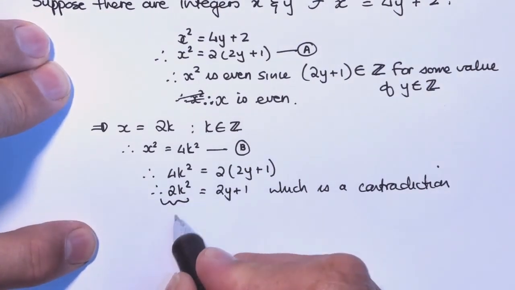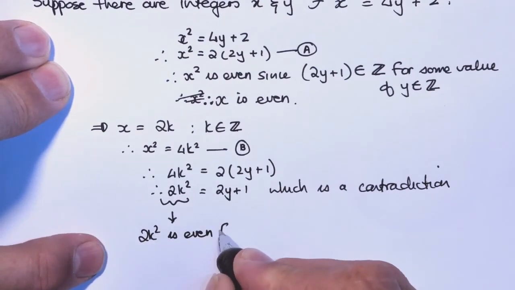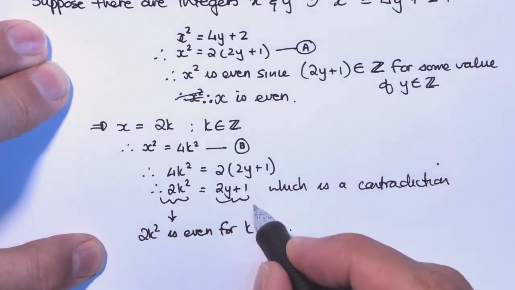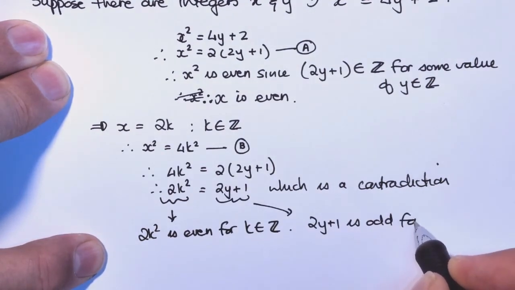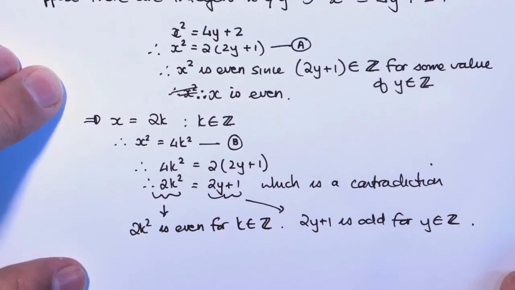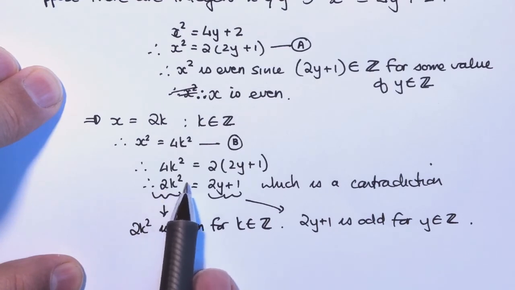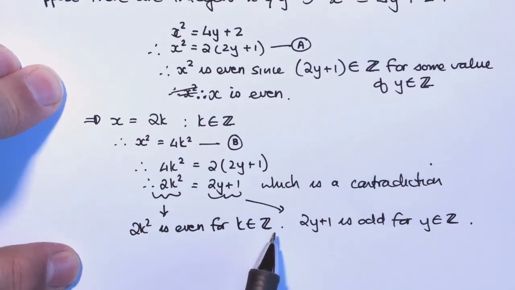Why? Because here 2k squared is even for k some integer, and here 2y plus 1 is odd for any integer y. And this we cannot have. An even number can never equal an odd number. Why is this even? Because it's a multiple of 2. All multiples of 2 are even numbers. This here is a multiple of 2 plus 1. Therefore it's odd. So even can never equal odd.